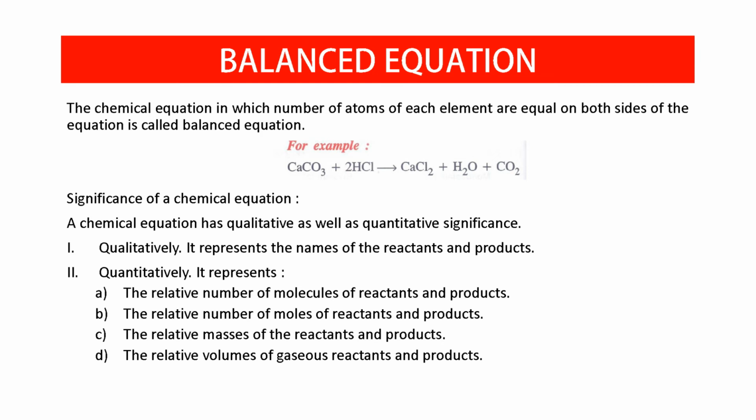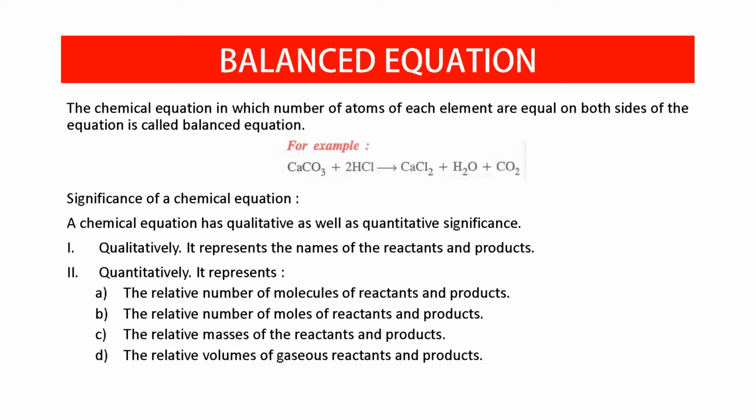Now we come to the next topic, balanced equation. So what is a balanced equation? A balanced equation means the number of atoms on the reactant side should be equal to the number of atoms on the product side. The chemical equation in which the number of atoms of each element is equal on both sides is called a balanced equation.